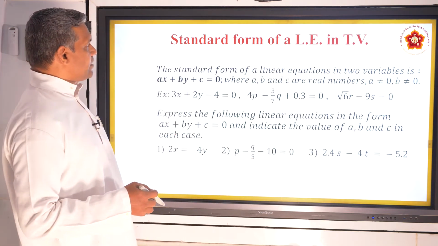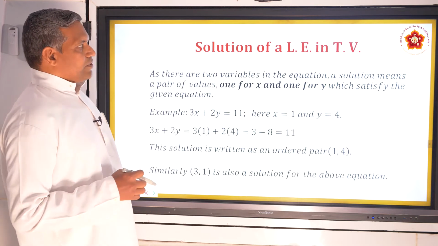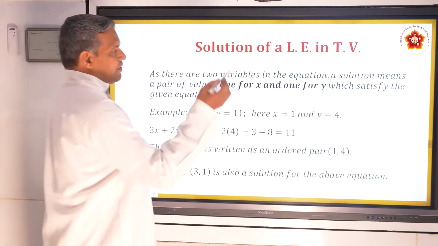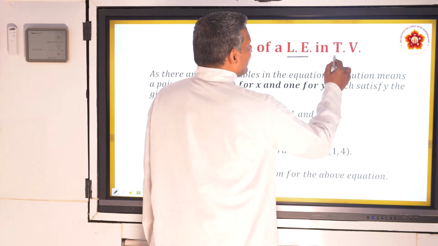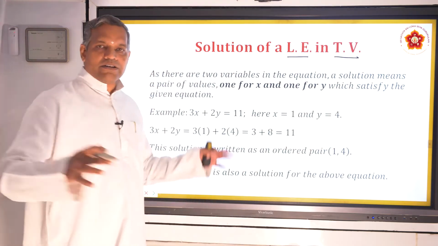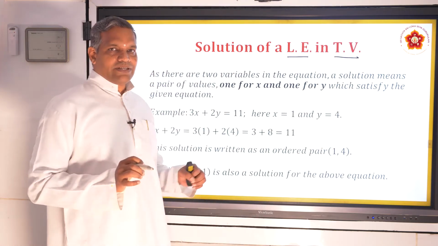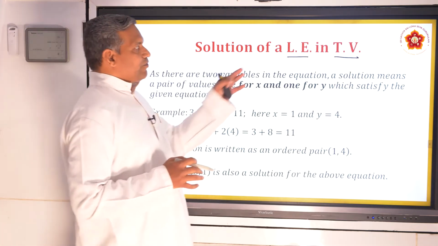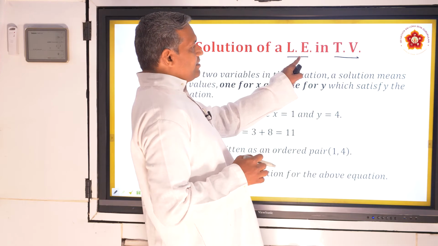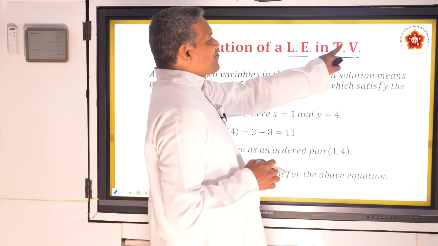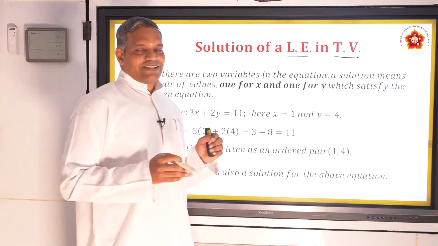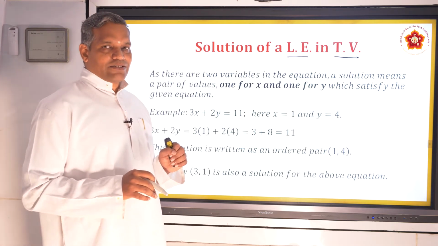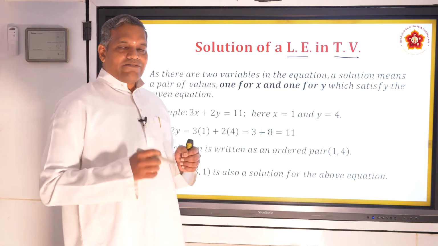Let's move to the next slide. Solution of a linear equation. Sorry, I did not mention it earlier, because on a slide I cannot put a lot of words, so I squeeze the words back to very small notations. LE stands for linear equation. TV stands for two variables. So I squeezed it: linear equations in two variables. Most maths teachers do this instead of writing all that every time.